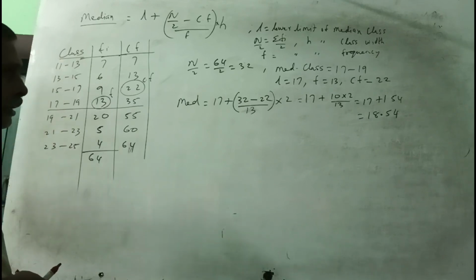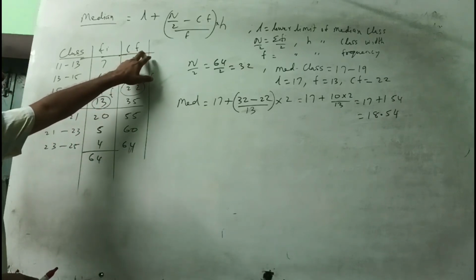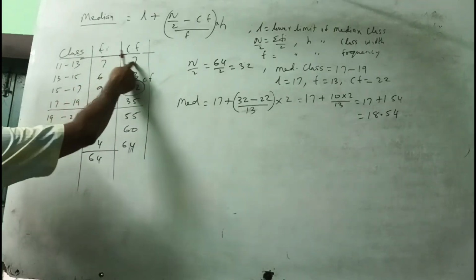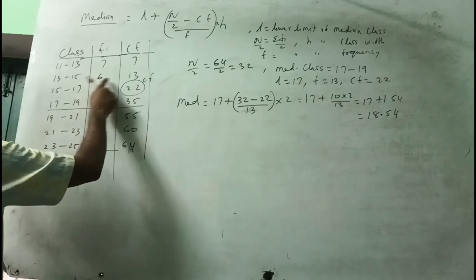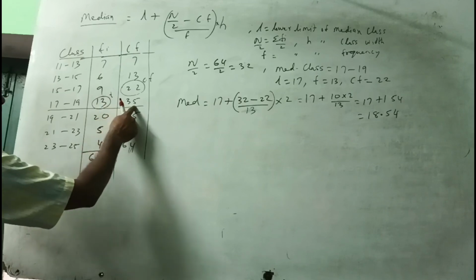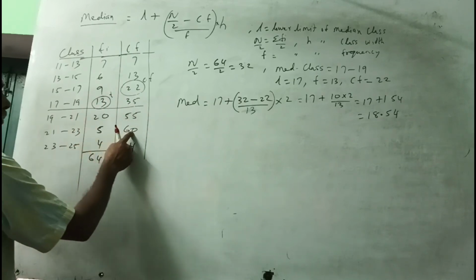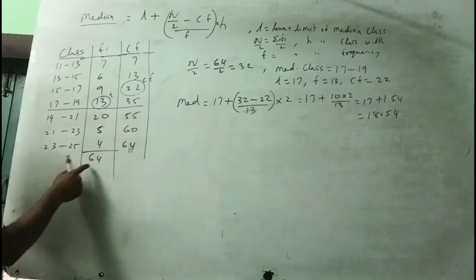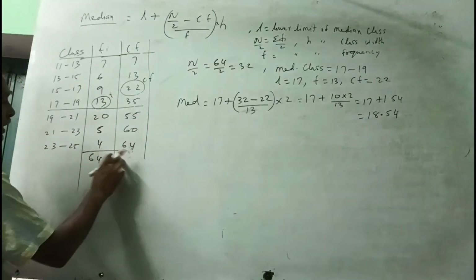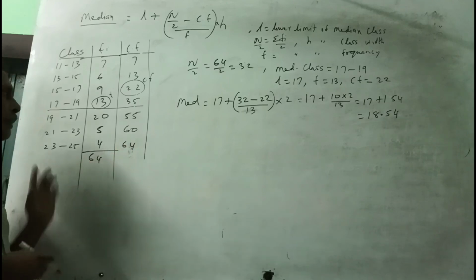Then, to find the median, you need the cumulative frequency. What is cumulative frequency? We cumulate the frequencies. Write the first frequency the same, then add that result to the second. 7 plus 6, 13. 13 plus 9, 22. Plus 13, 35. 35 plus 20, 55. Plus 5, 60. 60 plus 4, 64. Always check that the total frequency and the last cumulative frequency are the same. If not, you are wrong somewhere. So they must always be the same.